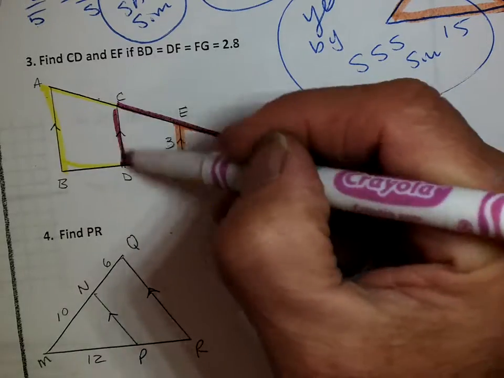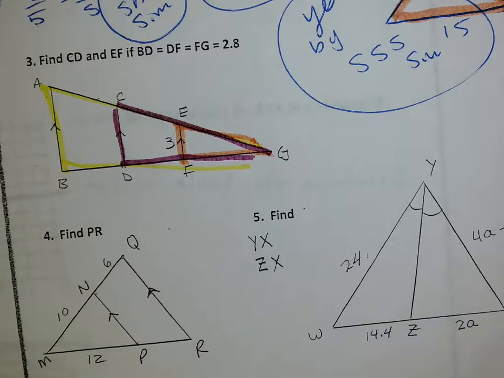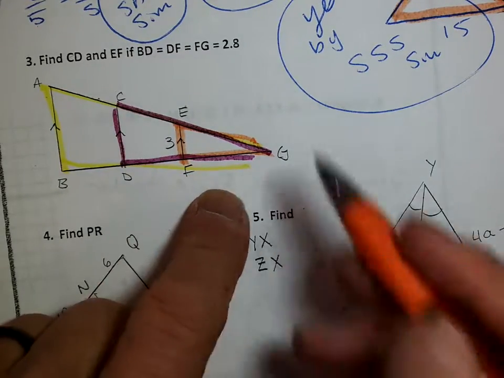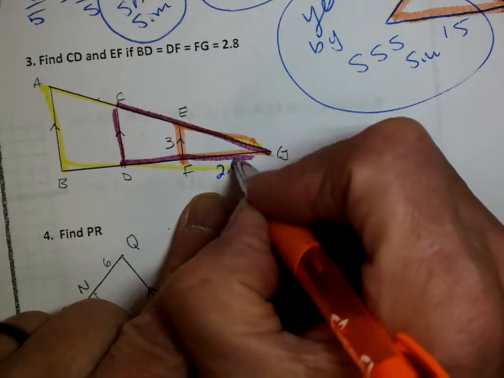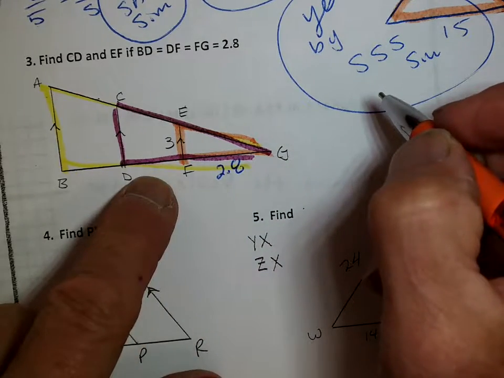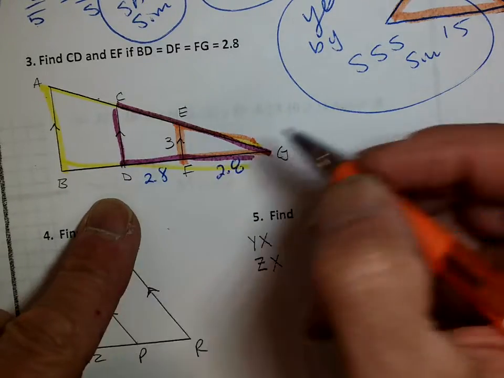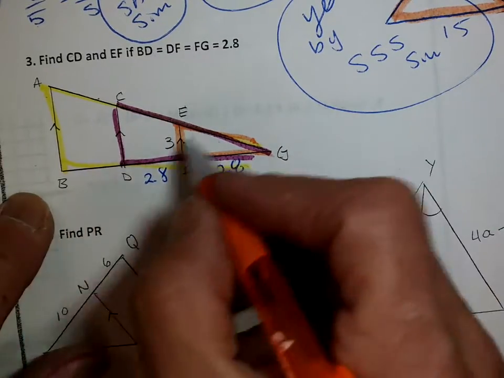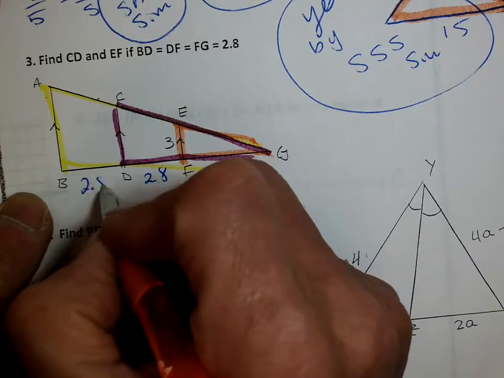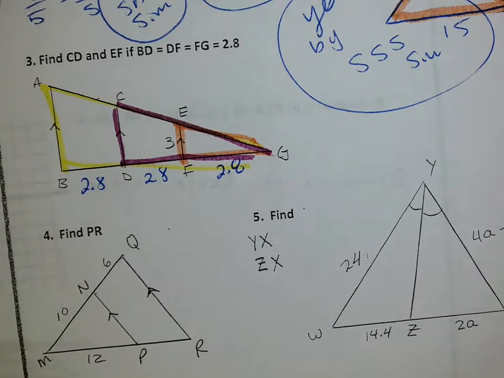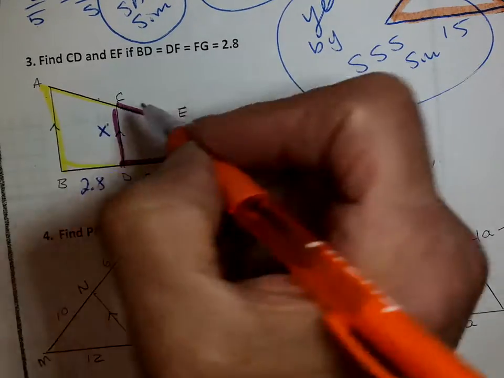Let me label the whole thing. So this is 2.8 for FG, which is also 2.8, because that's DF. That's also 2.8, which is also 2.8 for BD. All right, so let's figure out what's going on. If all 3 of those triangles are proportional, let's first of all call this X right here, okay?